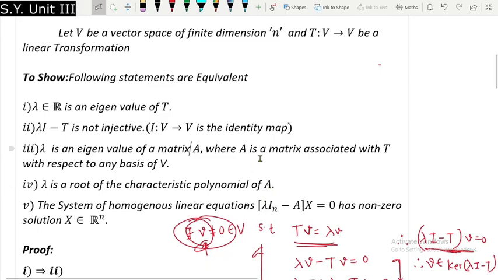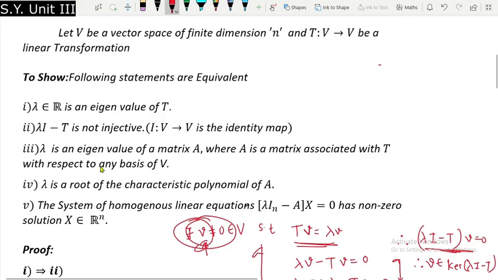So the same thing is over here. This A is nothing but what? It is a matrix representation of T, but with respect to any basis of V. Okay, not only a certain fixed basis, but with respect to any basis. Okay, that is important. So I will assume that this lambda I minus T is not injective.